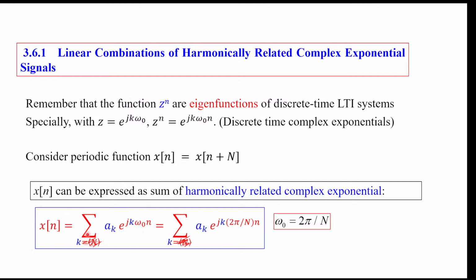So x[n] equals the sum over k, for the different harmonic indices k, of a_k e^{jkω_0 n}. And ω_0 will be 2π divided by N, where N is this period. So this is similar to what we wrote in continuous time.